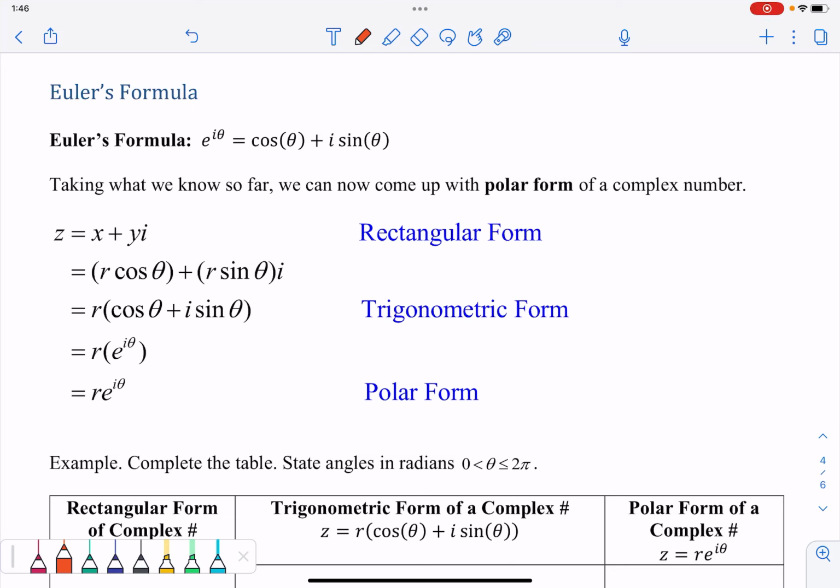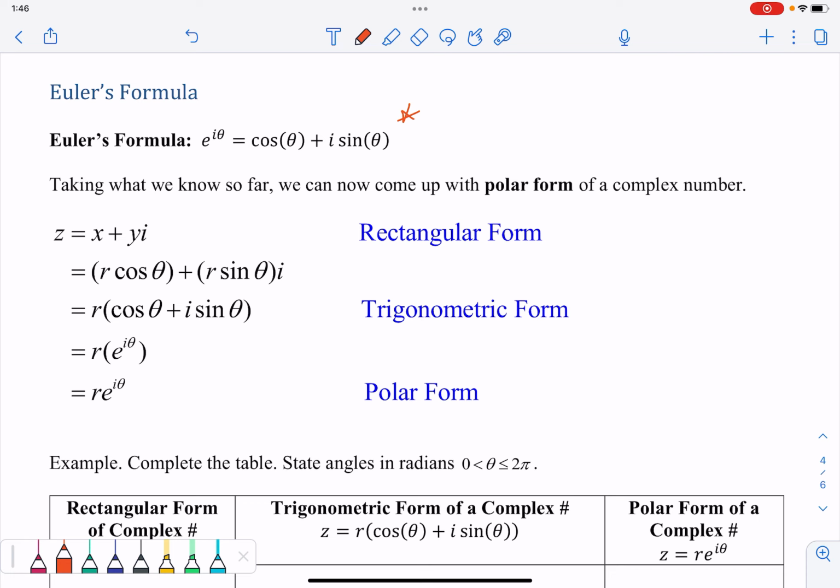Let's take a look at Euler's formula. Euler's formula says that e to the i theta equals cosine theta plus i sine theta. So this is something that we are given, and we want to apply it in order to make a new form for a complex number.